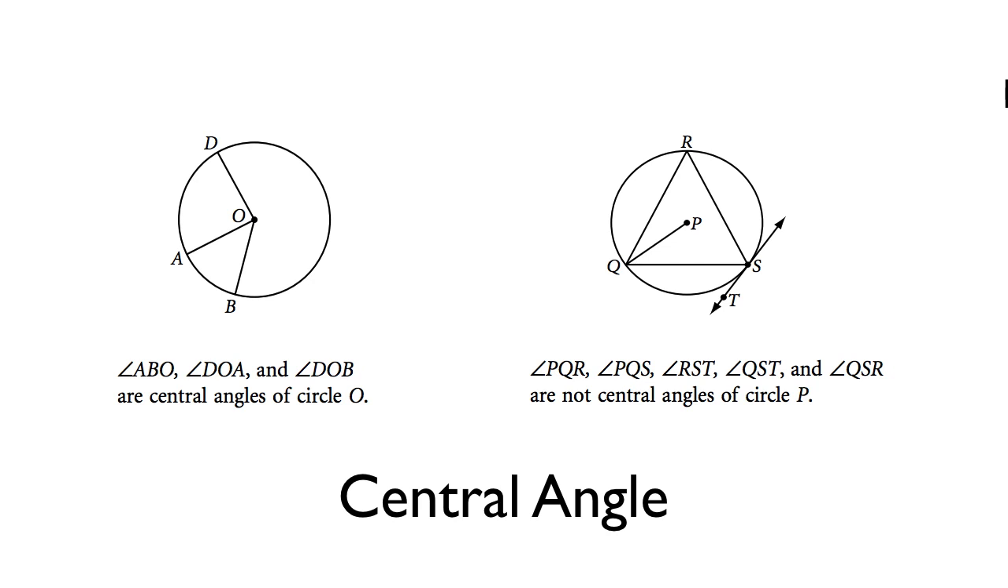First, a definition. A central angle is an angle whose vertex is at the center of the circle. On the left-hand side, we see some examples of central angles. On the right-hand side, we see some examples that are not central angles.